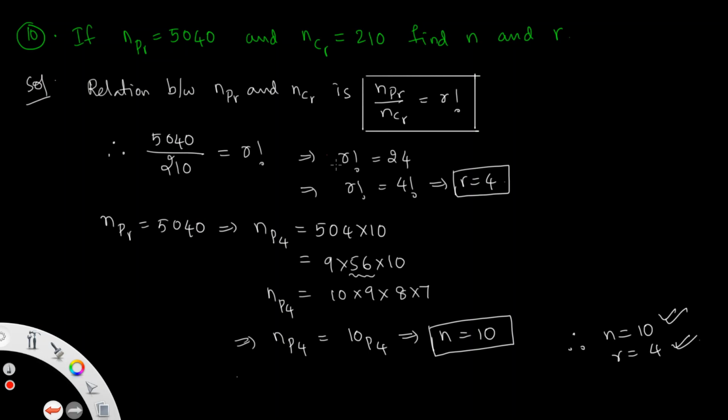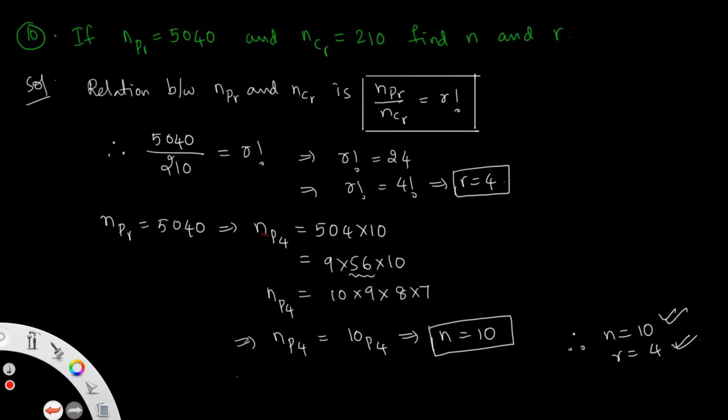Then you get the zeros cancel. Then you get 24. That is 24, nothing but 4 factorial. Then r equals 4. This r equals 4, substitute in this relation or in this relation, anywhere. So I am writing nPr equals, in the first term nPr equals 5040, then r equals 4 you can substitute. nP4 equals 504 into 10.